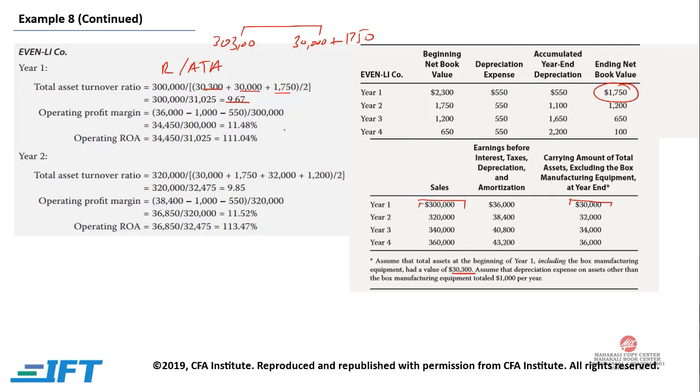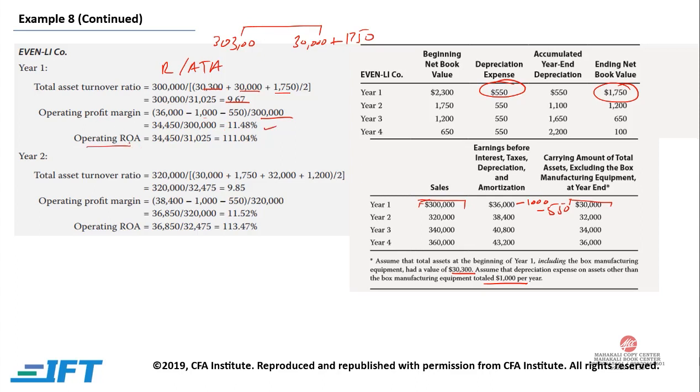Operating profit margin. Now for operating profit margin, we are given EBITDA. EBITDA is 36,000. So we need to subtract 1,000, that is your depreciation other than box equipment. And we also need to subtract 550, that is the depreciation for box equipment. So 36,000 minus 1,000 minus 550. And the operating profit margin is EBIT divided by total sales. So total sales equals 300,000, that is given over here. And we have an operating profit margin of 11.48%.